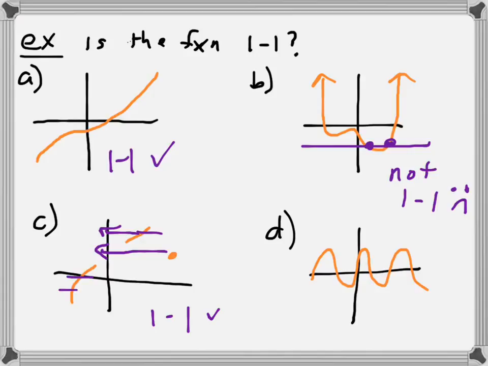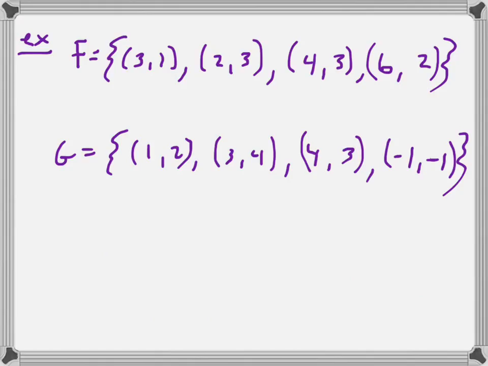How about part D? 1 to 1? Clearly not, right? This is also not 1 to 1. How about these two relationships of points, x and y ordered pairs? Are these 1 to 1? Well, for every one value of x is there one value of y, and for every one value of y is there one value of x.